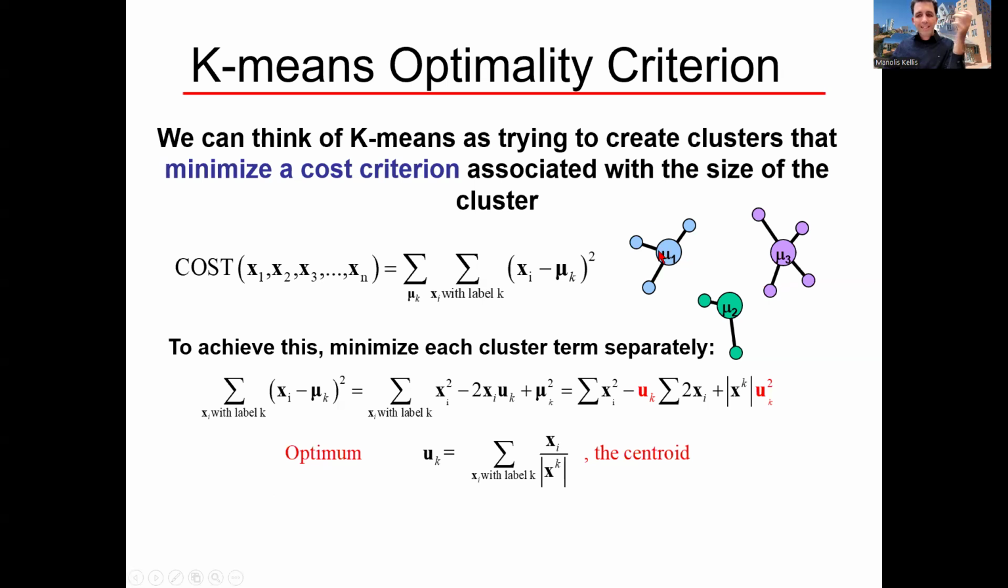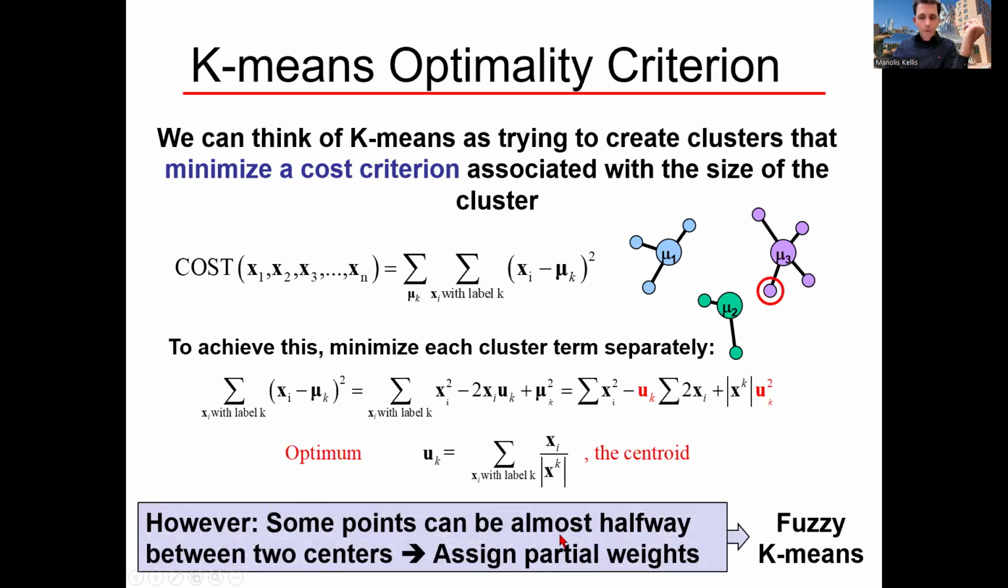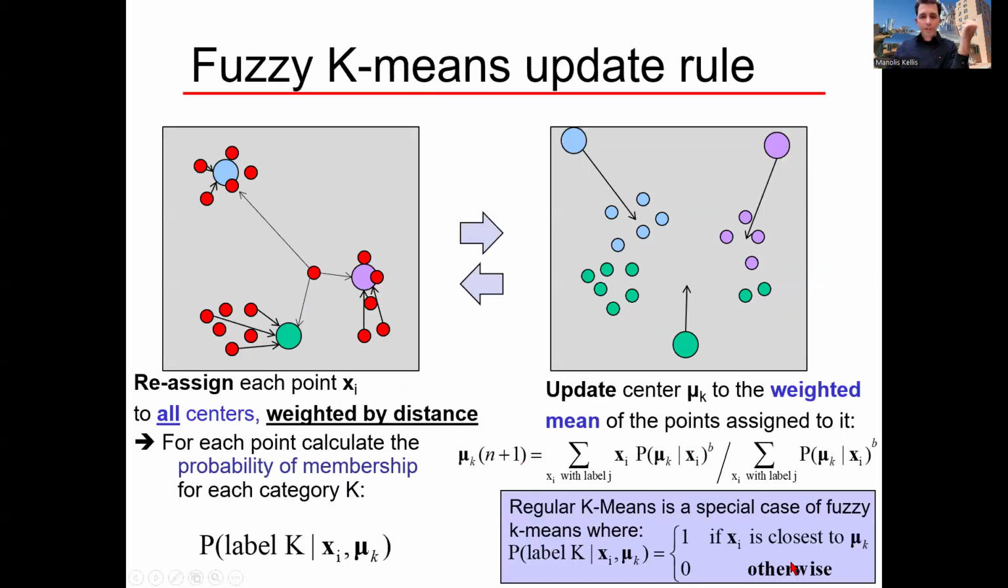Now, assigning these points discretely and unambiguously to only one cluster at a time has a problem, which is that some points can truly be almost halfway between two centers, and therefore we might want to think about partial weights. And that's going to be a modification of the k-means algorithm called fuzzy k-means. And what is fuzzy k-means? Fuzzy k-means says we're going to assign points partially to each of the clusters. Instead of saying this point is 100% blue, we say that this point is 98% blue and maybe 1% purple and 0.7% green. Everybody with me here?